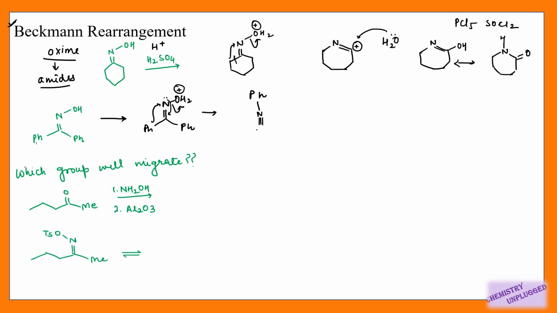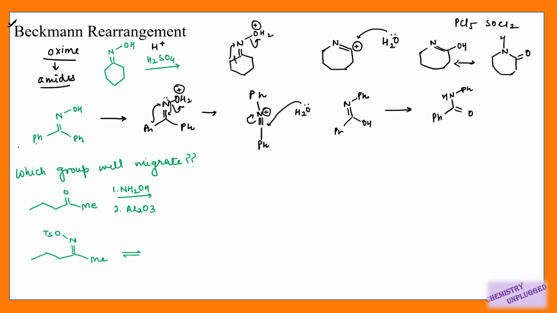So we will get positive charge over nitrogen, then this water will attack on this carbon and this bond will shift on nitrogen, which will tautomerize to form amide, right? So the very important question is which group will migrate. We have seen in previous rearrangement reactions that when we have an electron deficient center, we have to migrate electron rich group which can stabilize that electron deficient center.